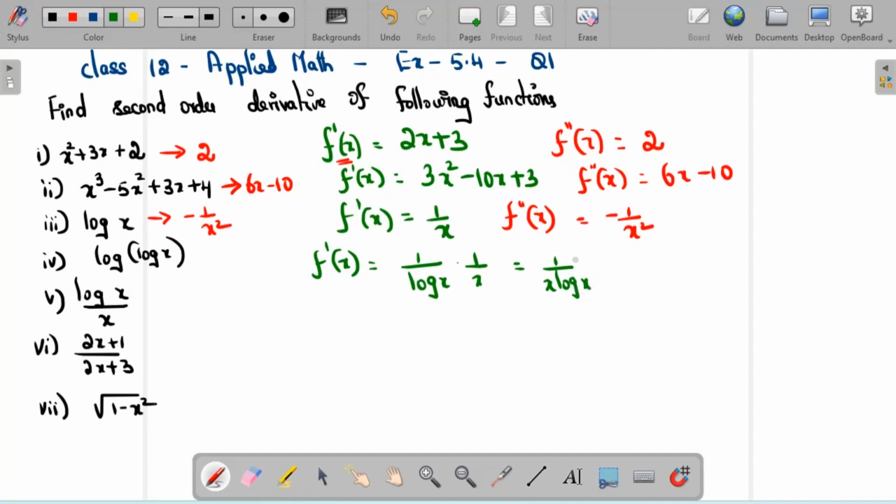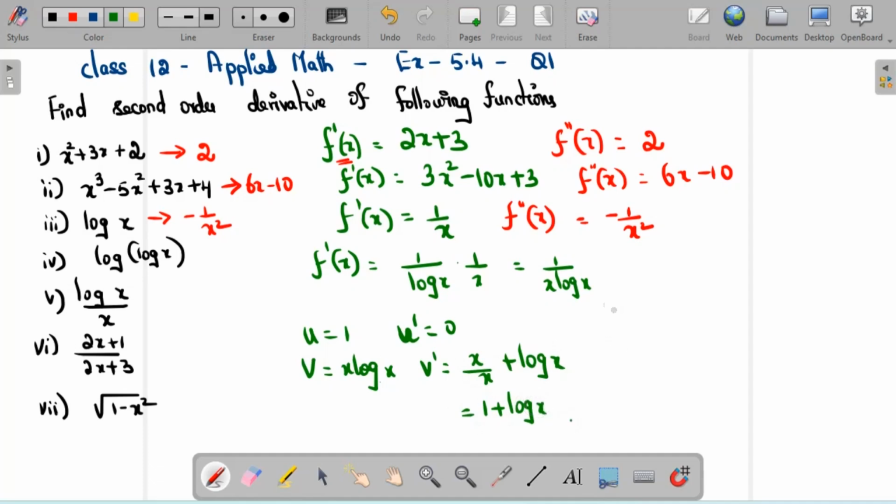Now this is of the form u by v. So I'm going to apply that. So u is going to be equal to 1, so u dash is going to be equal to 0. v is x log x, whereas v dash is here. I'm going to apply the product rule. So it is going to be x by x plus log x, or on simplification it is 1 plus log x. Now we will apply it in the formula.